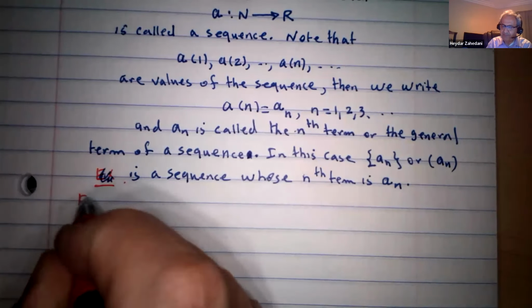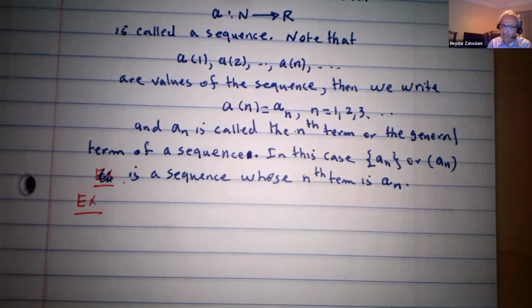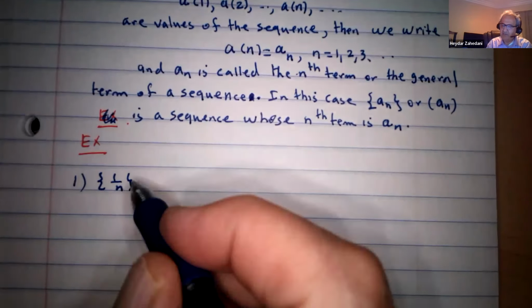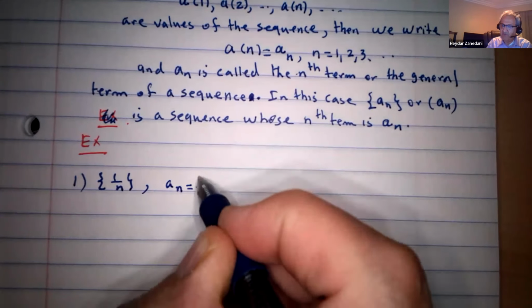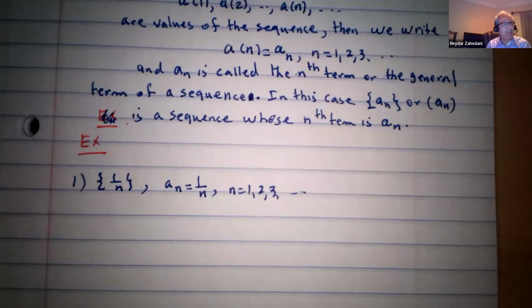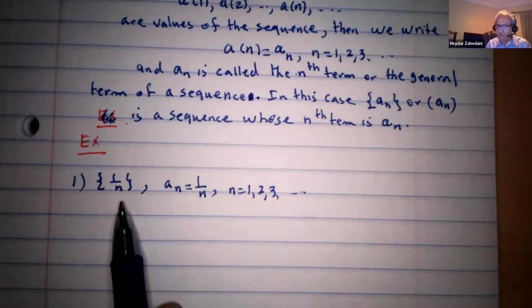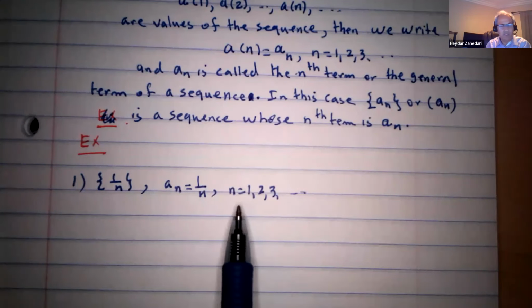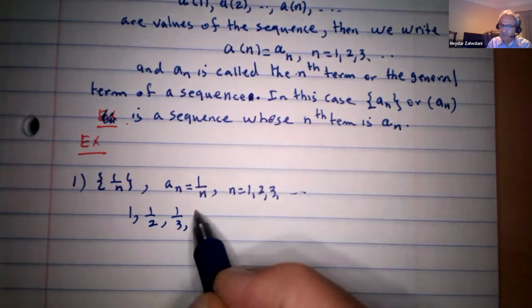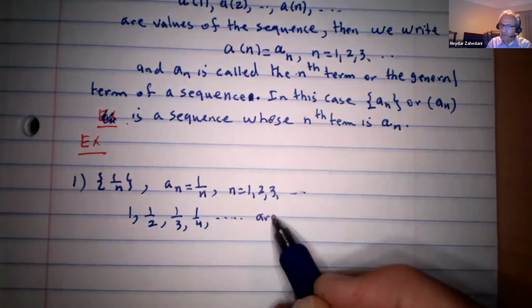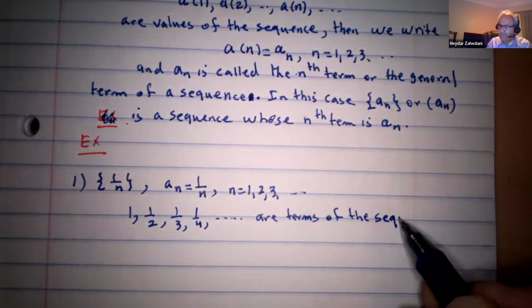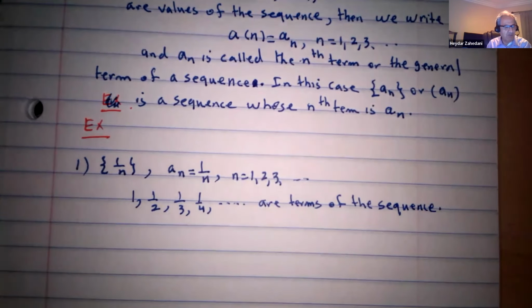So, example. See the first example that we have, a sequence a_n. This means a sequence whose general term is 1 over n, for n equal to 1, 2, 3, etc. If you replace n by 1, that gives you 1. If you replace n by 2, that gives you 1 half, then 1 third, etc. So we have 1, 1 half, 1 third, a quarter, etc. These are going to be the terms of the sequence. It's a function, but you have to use the proper notation.